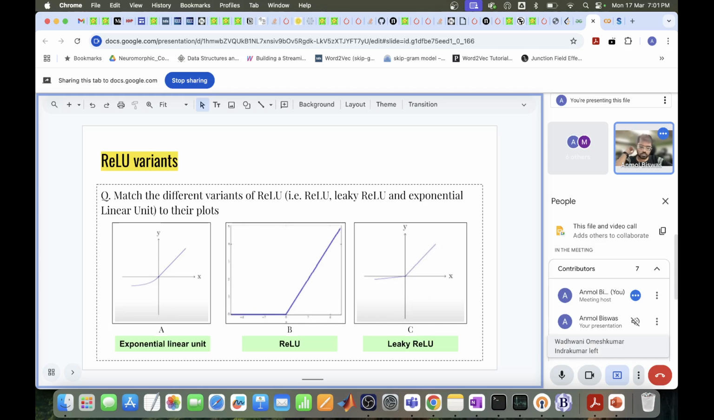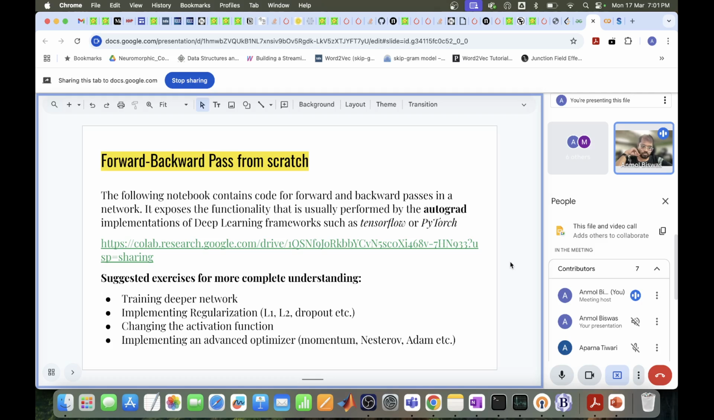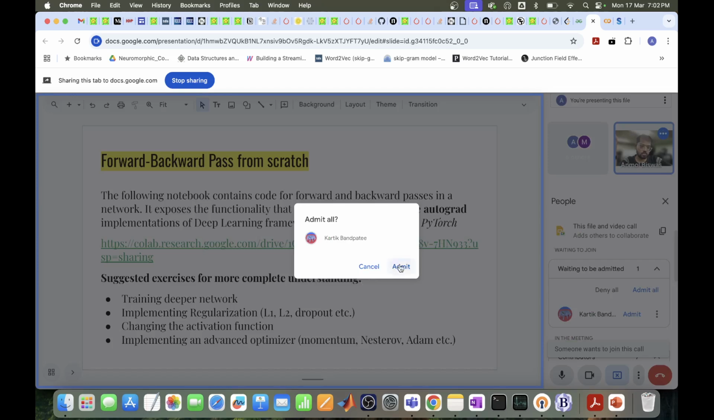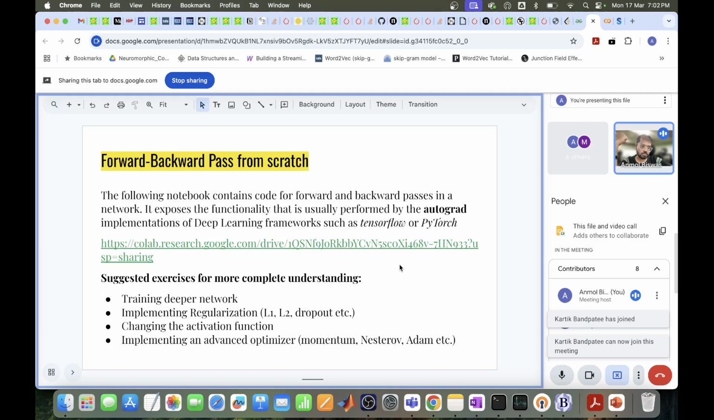So these are three variants, and now I'm going to go and look into this notebook which I shared. This notebook contains code for both forward and backward passes. Right, so you have a neural network training system with a forward pass and a backward pass. You do the forward pass to generate the outputs, and then you do the backward pass, doing backpropagation and then updating the weights using gradient descent.